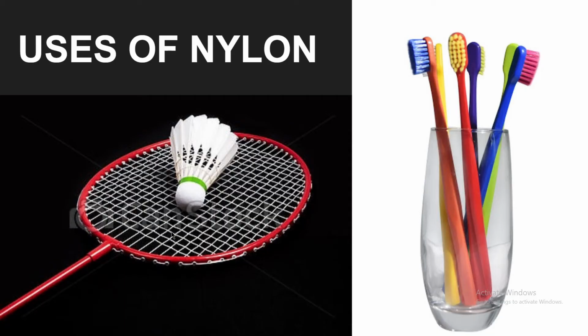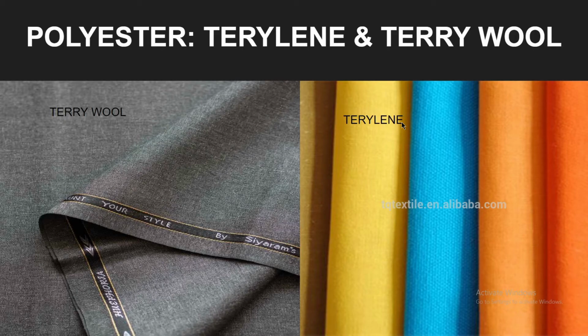Further uses are the badminton racket wires. These are made up of nylon. The bristles of the toothbrush are also made up of nylon. So the next fabric we are going to study is polyester. Maybe we have two types. One mixed with wool is called terry wool and another mixed with cotton fabric is called terry cotton.